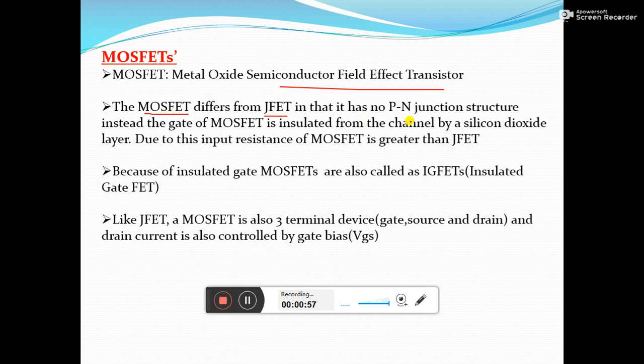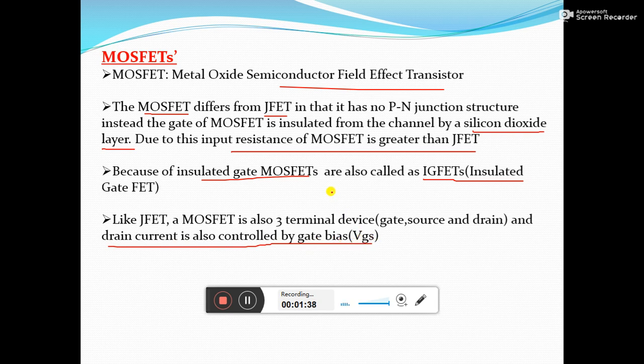That layer is formed by silicon dioxide material, a silicon dioxide layer which separates the gate from the channel. That's why the input resistance of MOSFETs will be higher than that of JFET. Since the gate is insulated, these can also be called IGFETs, insulated gate FETs. Like JFET, MOSFET also has three terminals: gate, drain as well as source, and these are also voltage controlled devices. In the sense that the output current, that is the drain current, is controlled by the gate bias, that is VGS.